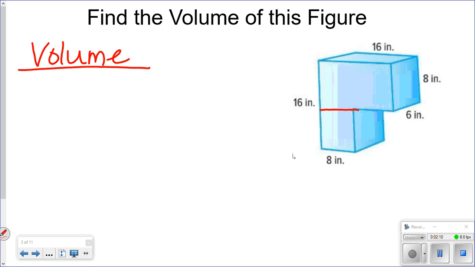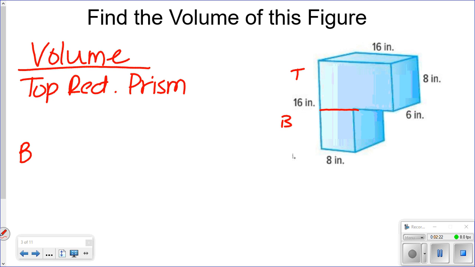So I'm going to start making a list of what I have. I have a top rectangular prism. This would be my top one up here. And I'm going to have a bottom rectangular prism. Okay. So let's start finding the dimensions. Let's look at that top one. What are the dimensions of that top prism? We're not looking at the bottom. You might need some of the numbers on the bottom, but we're not looking at the bottom right now.